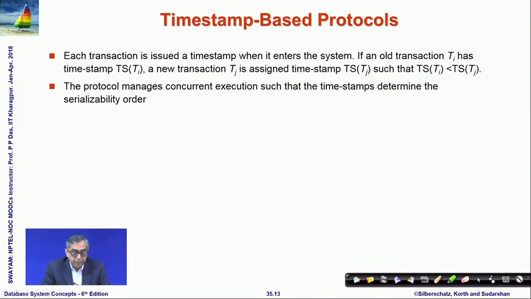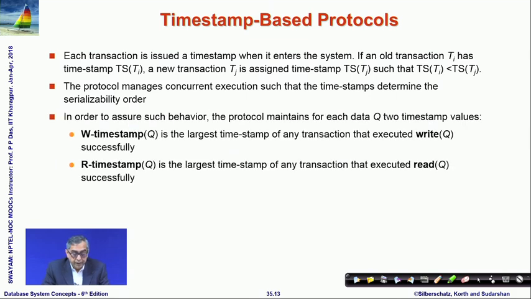Now, the protocol manages concurrent execution such that the timestamps themselves determine the serializability order. They will determine in which order the transactions should occur. And for that, for each data item, two timestamp values are maintained. One is the write timestamp on the data item Q, another is the read timestamp. So, these are the latest write and read times for the data item.